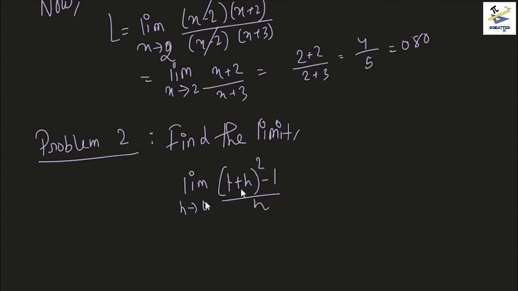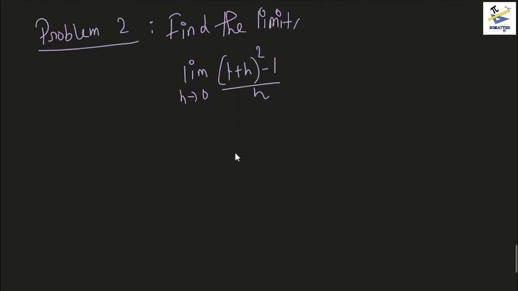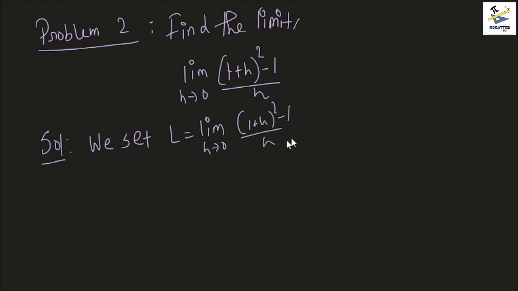So we are required to find the limit h tends to 0 of (1 plus h) whole square minus 1, whole divided by h. Okay, so we'll do it as follows. I'll just write the steps clearly. We set L equals limit h tends to 0 of (1 plus h) whole squared minus 1 by h, and now we evaluate it as follows.